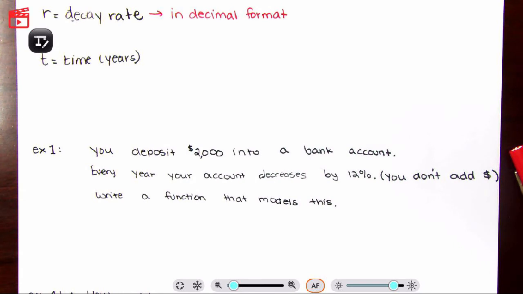So this is a scenario. Let's say you have a birthday present and someone gives you $2,000. That would be nice, right? Someone gives you some money, you put it in a bank account. Now you are spending that money, but you are not putting any money back into the account. You're just simply using that money, and your account decreases by 12% every year. So we're going to write a function that represents that situation.